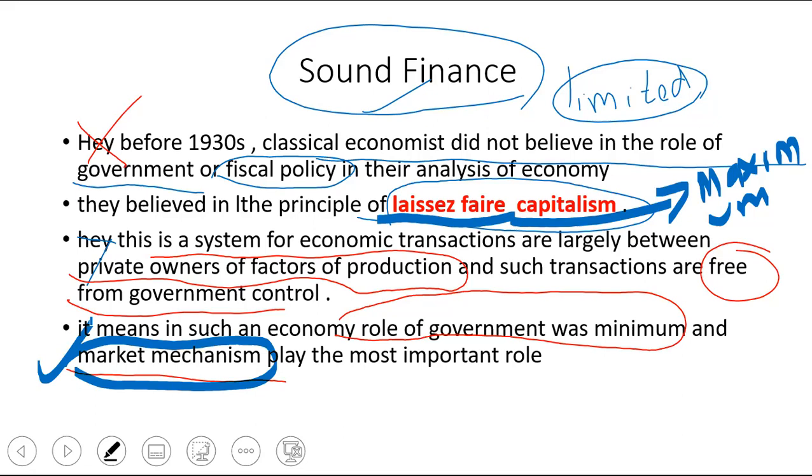What do you mean by market mechanism? The demand and supply. Put an arrow and write. Market mechanism means forces of demand and supply. That means the government is not there. Demand and supply will decide the price. I told you that Apple company is having the highest market capitalization in the world, $3 billion US.